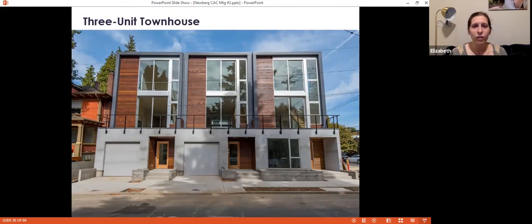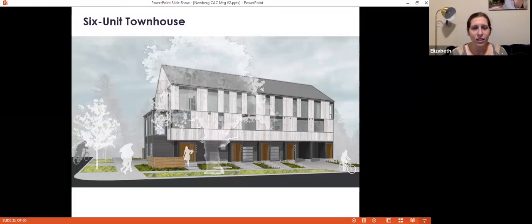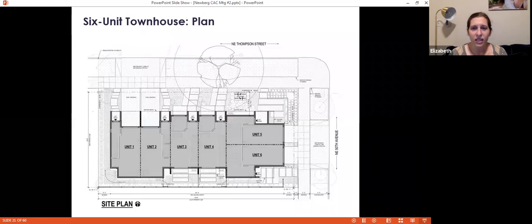3-unit, more, shall we say, more urban setting. Next. Here's a 6-unit townhouse project. Again, I think they had 2 lots on a corner that they were able to combine to take advantage for these 6 units. And then next, we can see the site plan.